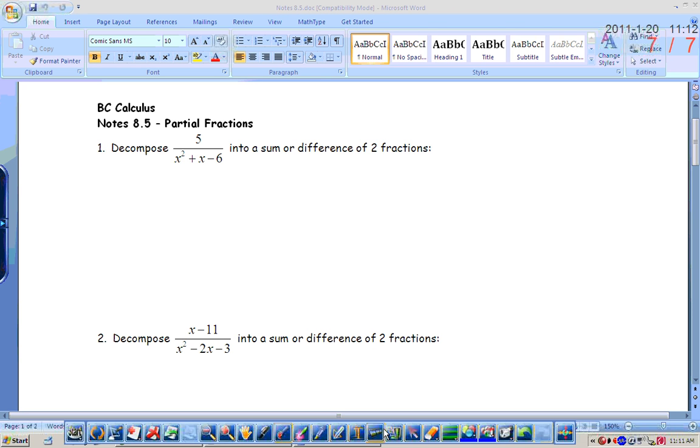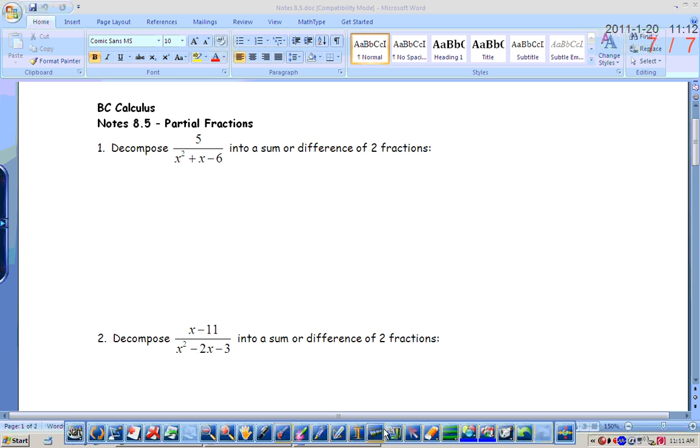Okay, before we integrate something that looks like number 1, I have to teach you a little algebraic trick to rewrite it in a different form. It's called decomposition of fractions or partial fractions. What we're going to do is rewrite 5 over x squared plus x minus 6 as the sum of two different fractions, where the denominators are the factors of the bottom.